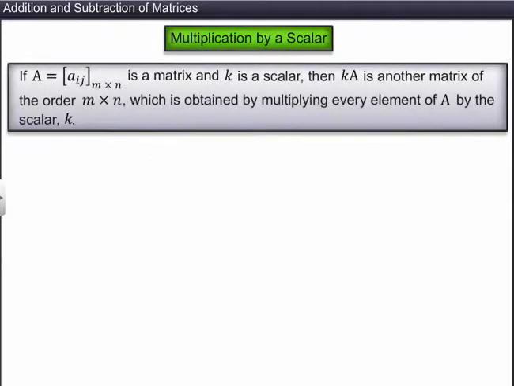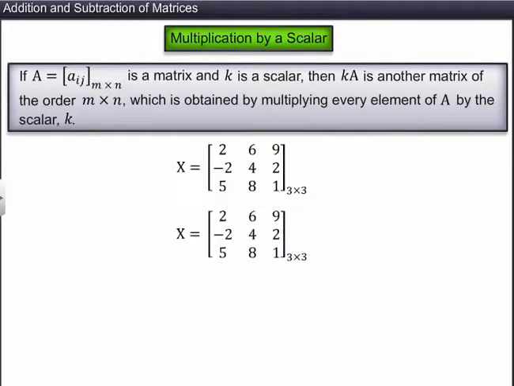If A is a matrix of the order M by N and K is a scalar, then KA is another matrix of the same order, which is obtained by multiplying every element of A by the scalar K. Let's see an example. X is a matrix. We will multiply the matrix with the scalar 4.